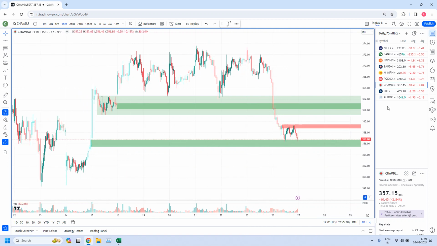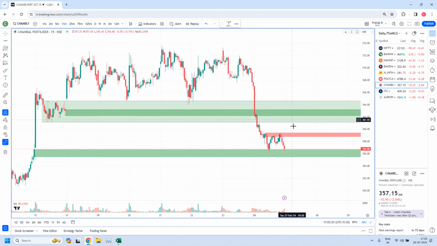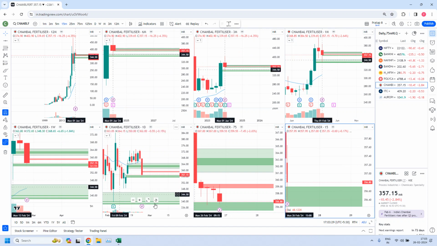So these are the trades executed: 3 successful trades executed, and 1 trade we rejected, even though it turned into a successful one, but we rejected it. And in the remaining stocks we did not get the trade. Let me quickly show you.